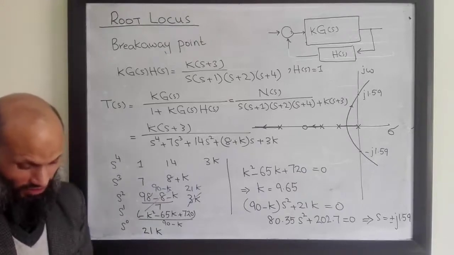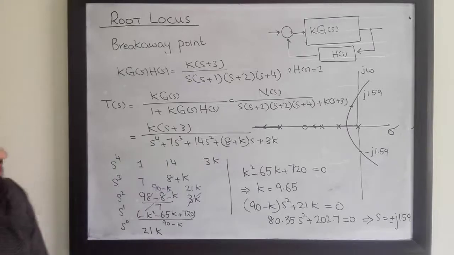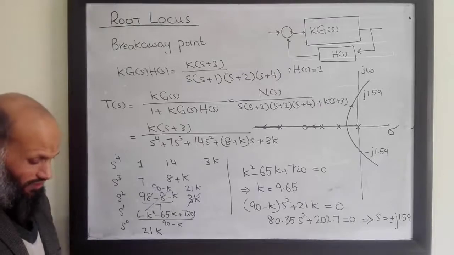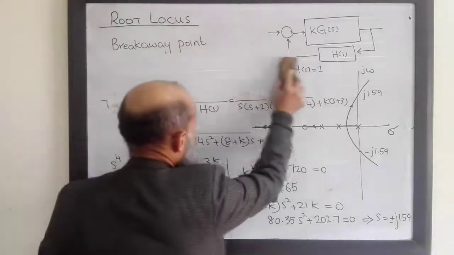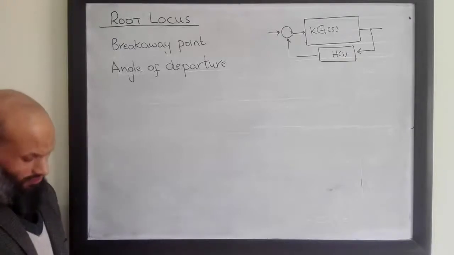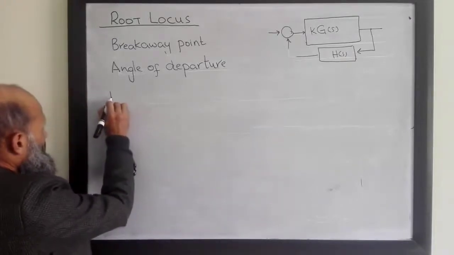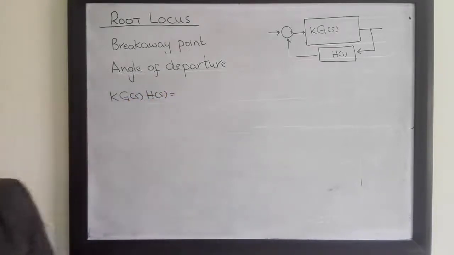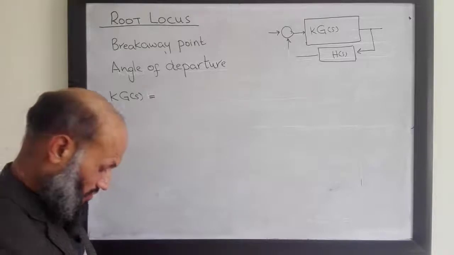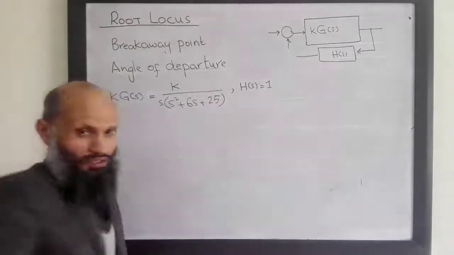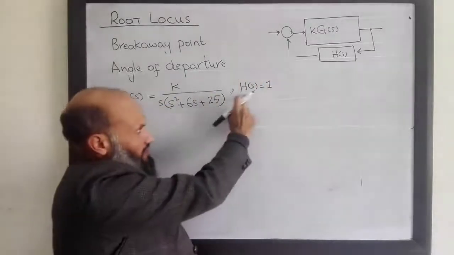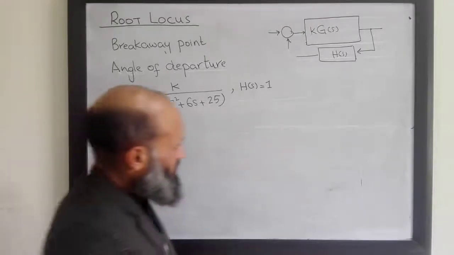Next we talk about another important thing which can be utilized to improve the root locus, and that is called angle of arrival and angle of departure. To clarify this thing, let's take this transfer function kG(s)H(s), or rather k into G(s) with H(s) equal to unity, that is given by this expression. For this particular system, G(s) is given by this expression, H(s) is unity.